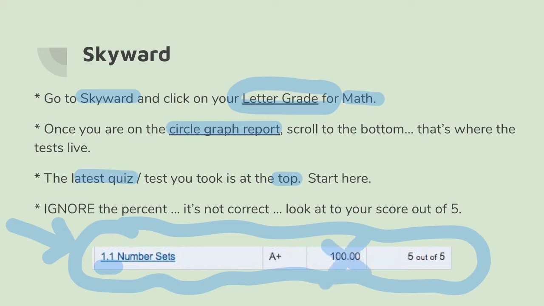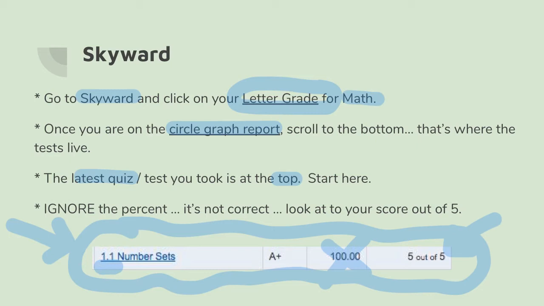This percent is not going to be right yet. Skyward cannot convert mastery levels correctly, so I want you to ignore that, and instead I want you to look at your score out of 5. A 5 out of 5 means you know this learning target every which way I could ask it of you. You understand completely. A 4 means you had a little minor error.